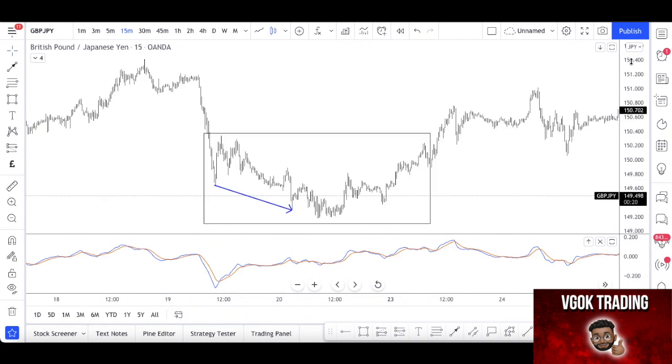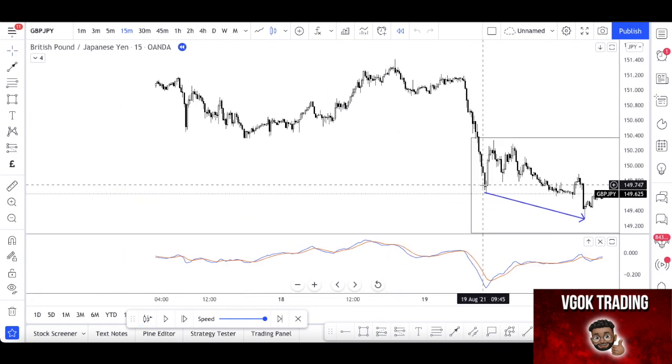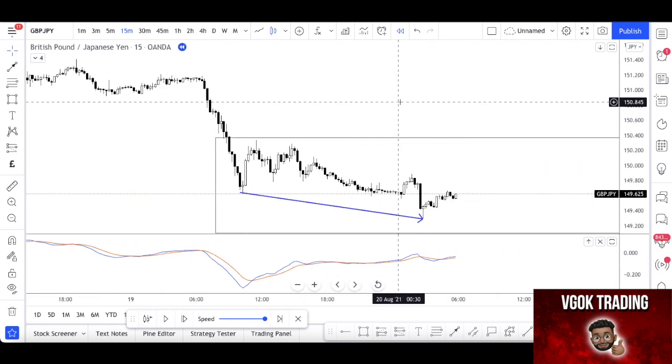Now, the second example that I've got for you guys is on GBPJPY once again, but this time it's on the 15-minute time frame, and this time we're going to be looking at this potential example of a convergence. So as we can see right here, I'm going to cut the chart off once more just to see how it would be like if we were analyzing it live.